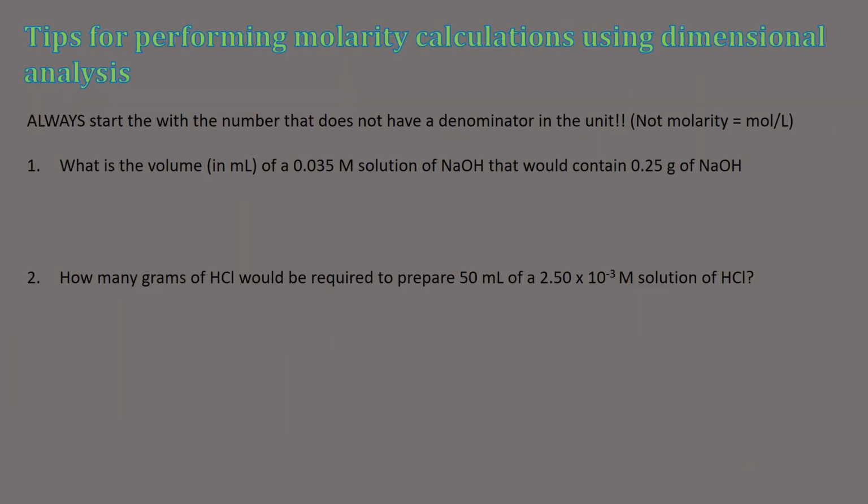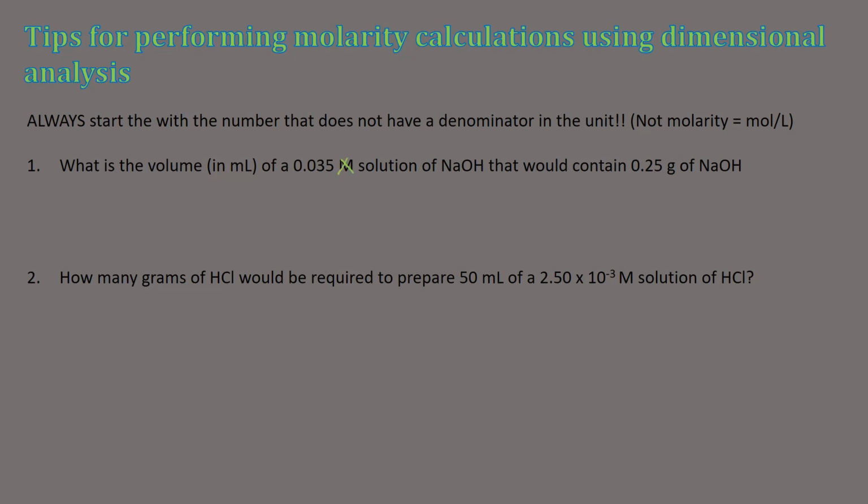Okay, so tips for performing molarity calculations using dimensional analysis. We always start with a number that does not have a denominator in the unit. So you don't ever start with molarity. It says, what is the volume in milliliters of a 0.035 molar solution of sodium hydroxide that would contain 0.25 grams of sodium hydroxide?